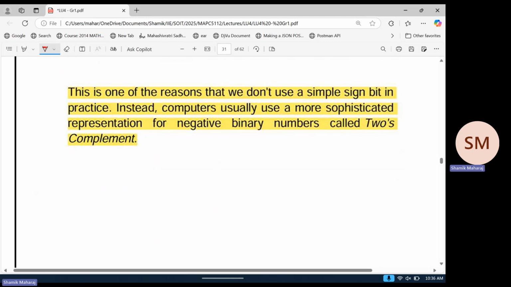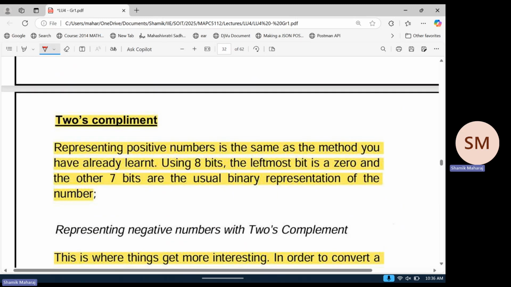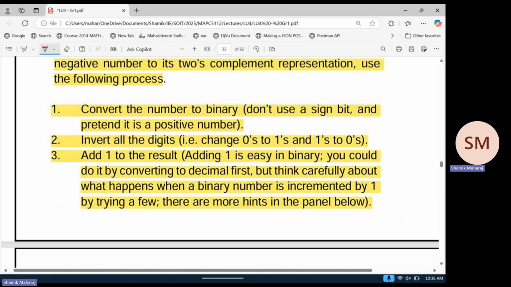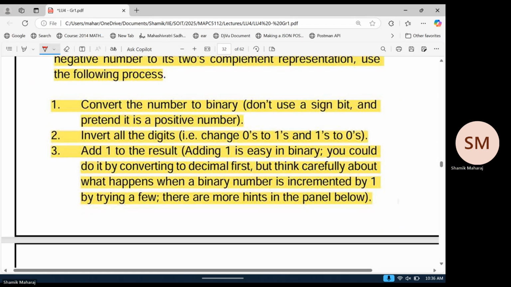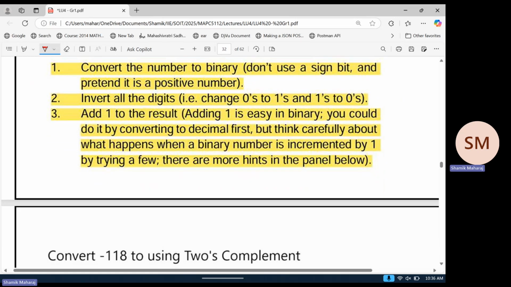So a better way to do this is called 2's complement. And for this, we have to follow a bit of a recipe here. It's a 3-step method to convert something. Okay, so let's read this one time over, then we'll try an example. It's really not too difficult.